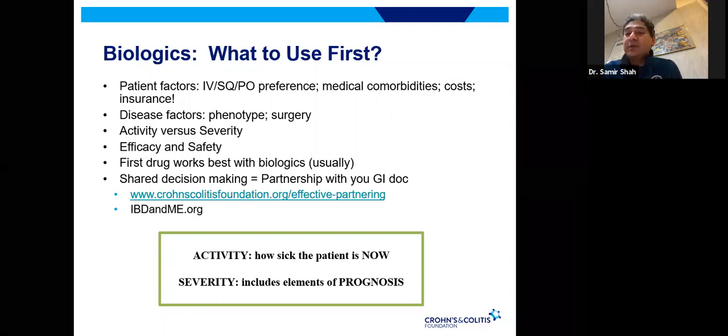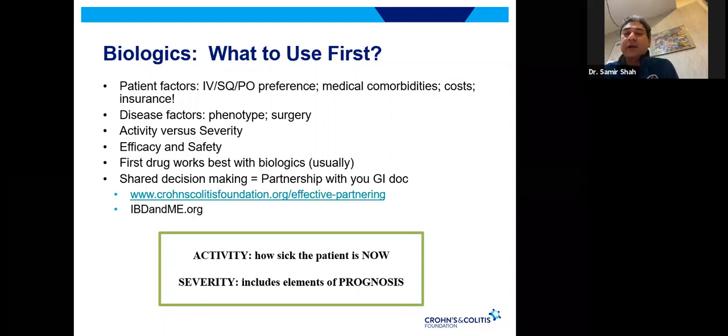This should be a partnership with your GI doctor to make sure you express your concerns. There are several great resources. Obviously, the Crohn's and Colitis Foundation has a wonderful website with useful information. And there's a website that I like for my patients called ibdandme.org that goes over the information that I initially go over with them in the office visit, so they can do some more reading on their own about the various biologics, and they can put in their preferences. What's the most important thing to them? Safety? Efficacy? Speed of response? That helps them choose a medicine.